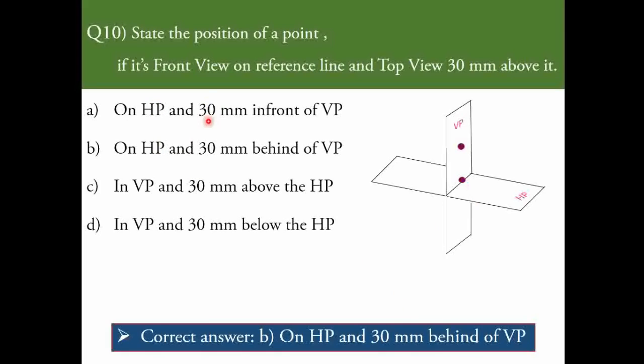But among the first two, which one is correct? The top view position is above the XY line, and it will happen when we rotate the horizontal plane by 90 degrees in a clockwise direction. Means the top view position should be by considering the second quadrant condition, that is, the point is on HP and 30 mm behind the VP. Okay, so the position of the point will be somewhere here in the second quadrant or in the third quadrant. The correct answer for this question is option B, on HP and 30 mm behind VP.